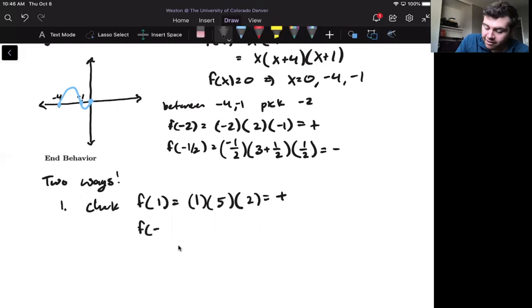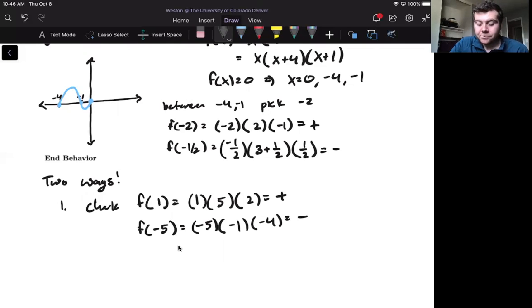So we can plug in -5. And that's going to get us -5, -1, -4, and that's negative. So that'll tell us that as x goes to -infinity, we're getting large negative values. And as x goes to positive infinity, we're getting large positive values.